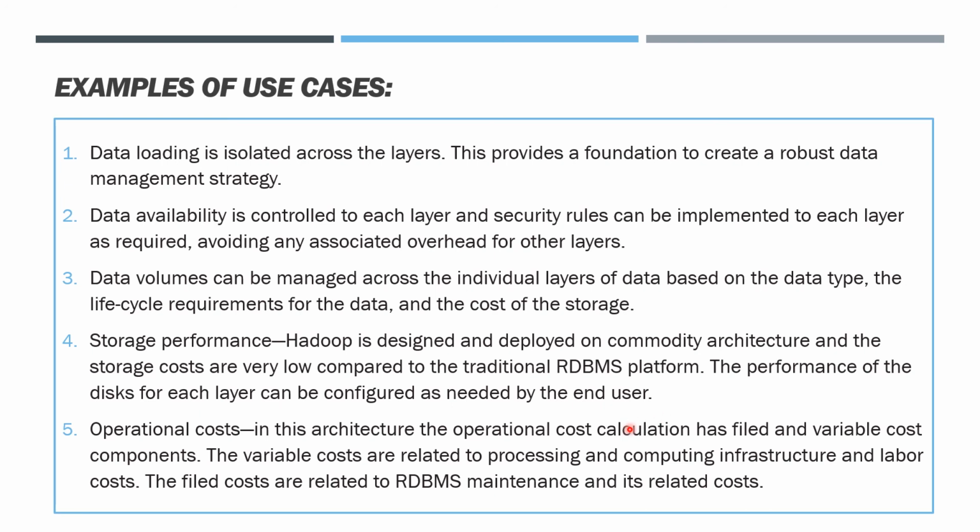For the operational cost in this architecture, the operational cost calculation has fixed and variable cost components. The variable costs are related to processing and computing infrastructure, and the fixed costs are related to RDBMS maintenance and related costs. So basically to maintain the RDBMS.